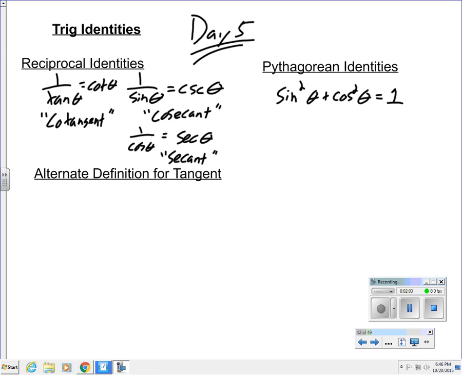There's two ways we can rearrange this. We can say sine squared is 1 minus cosine squared, or we can say cosine squared is 1 minus sine squared.